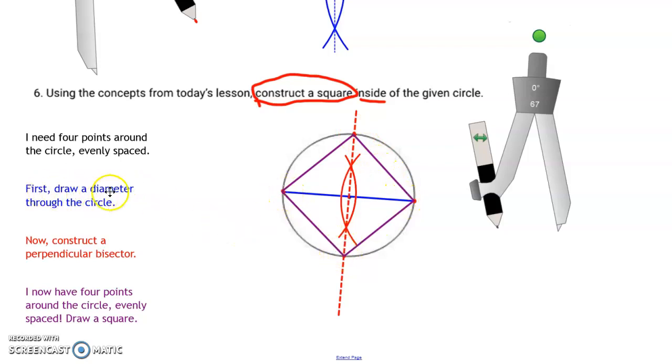The first thing I did was draw a diameter through the circle. I could have drawn any diameter. Notice I drew this blue one. I could have drawn it anywhere. The next thing I wanted to do was construct a perpendicular bisector because I have these 2 points, which are here and here. Those are on opposite sides of the circle.